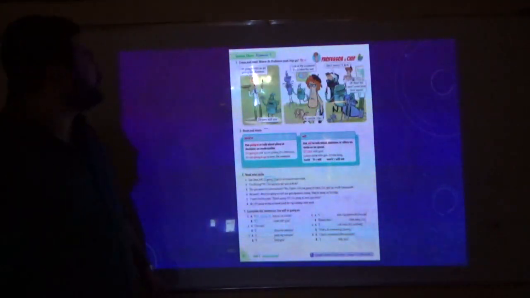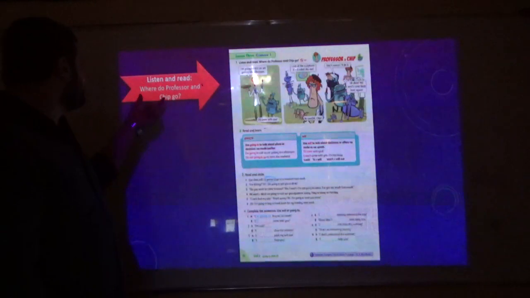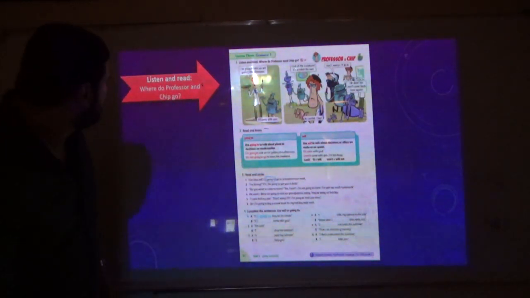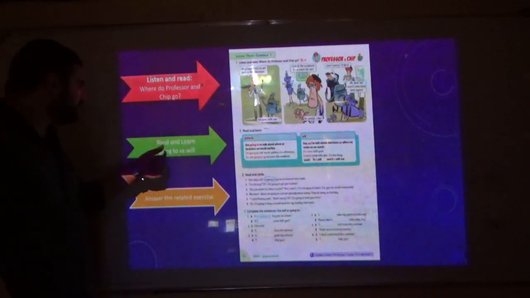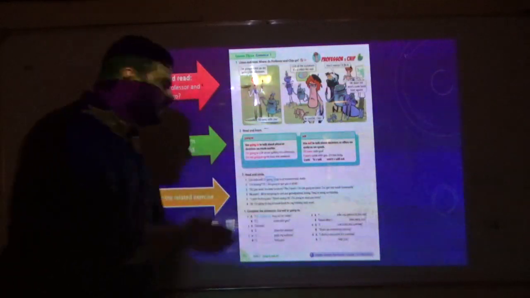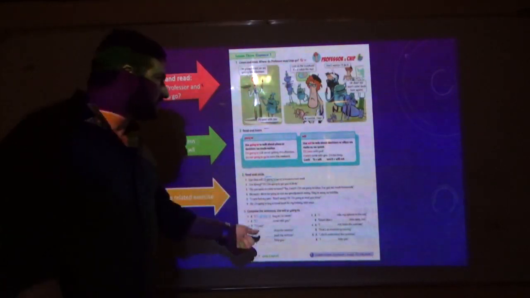Here we have the first page of our lesson, and on this page we will listen and read and answer the question, where do Professor and Chip go? After that we will learn and read the structure of going to versus will to express the future time. Later we'll answer some related exercises.